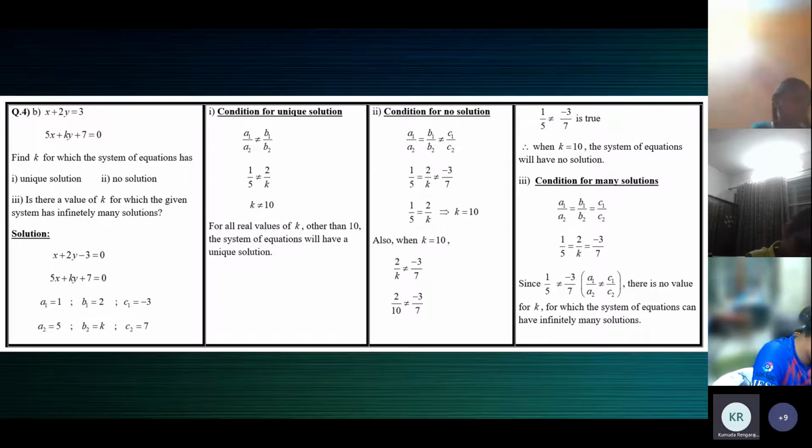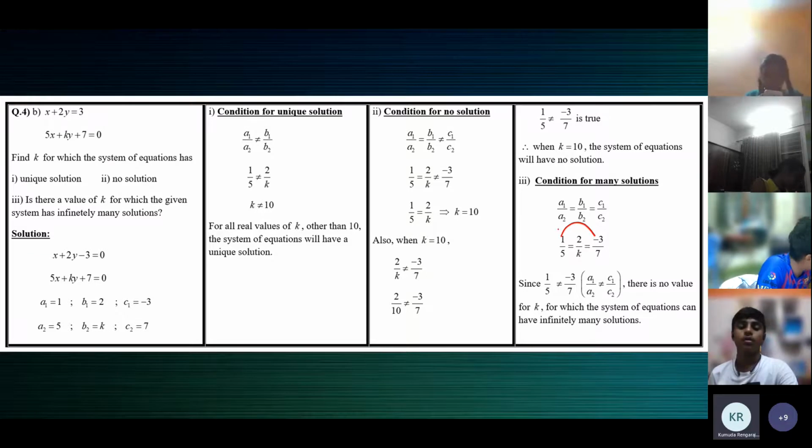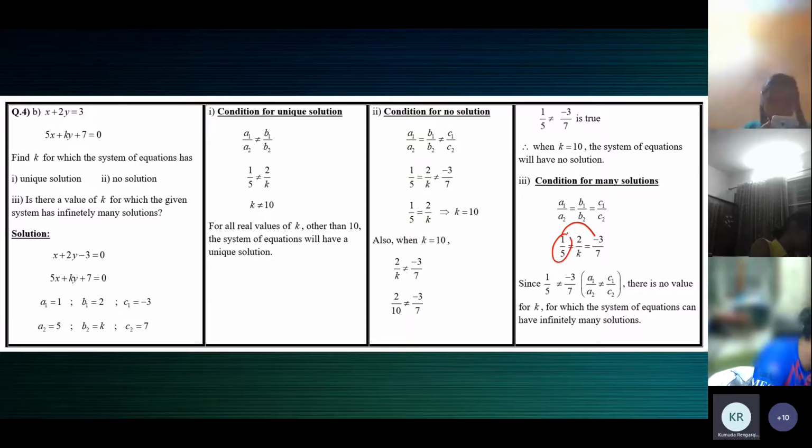Deepika, also please check the third one. We can't say 2 by k is not equal to minus 3 by 7. Please check the third part. You must say 1 by 5 is not equal to minus 3 by 7. This ratio 1 by 5 and this ratio minus 3 by 7. All the three ratios must be equal, but these two are not equal. A1 by A2 is not equal to C1 by C2. That's the correction, Deepika. Otherwise, you're right.